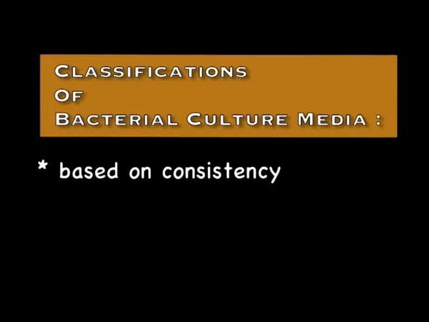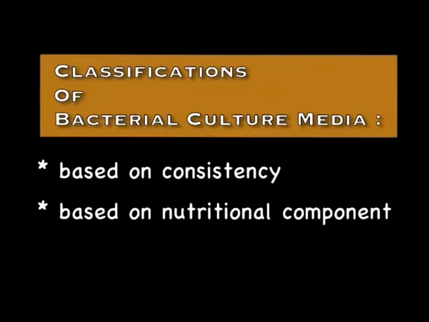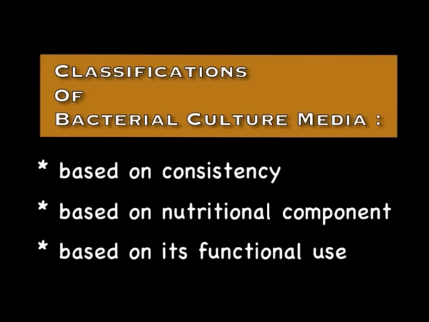Now let us move to the types of culture medium. The classification of culture medium can be done in various ways. The first system of classification is based on its consistency. What is consistency? That is the physical appearance of the culture medium. The second way is on the basis of its nutritional components, meaning what kind of nutrients have been added to the medium. The third system of classification is based on the functional use.